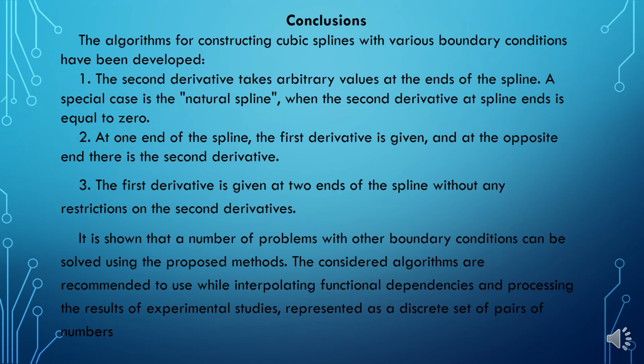The algorithms for constructing cubic splines with various boundary conditions have been developed. The second derivative takes arbitrary values at the ends of the spline. A special case is the natural spline, when the second derivative at the spline ends is equal to 0. At one end of the spline, the first derivative is given, and at the opposite end there is the second derivative. The first derivative is given at two ends of the spline without any restrictions on the second derivatives.